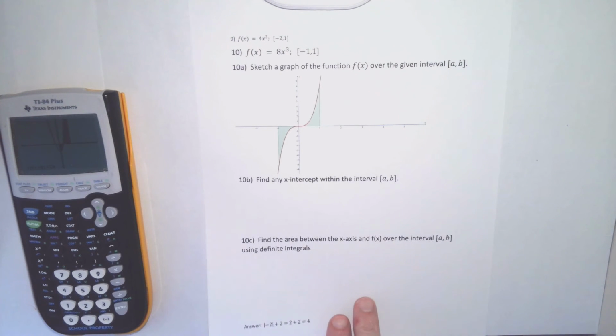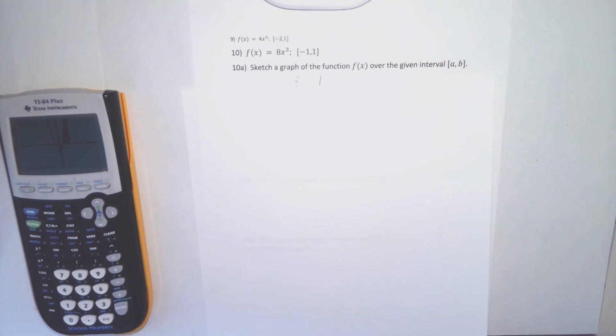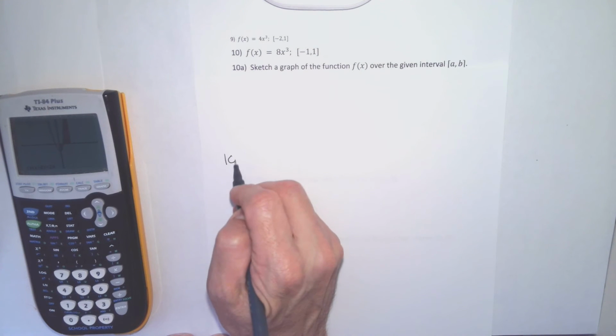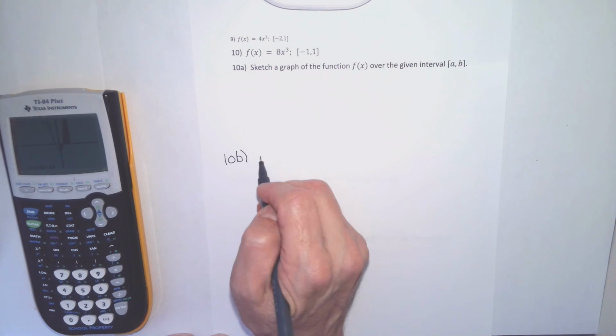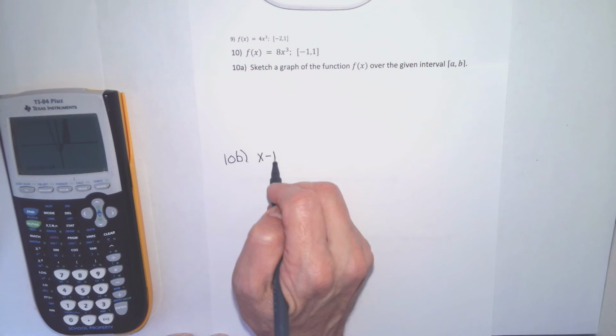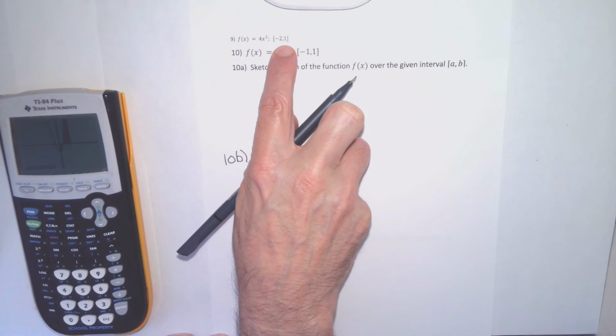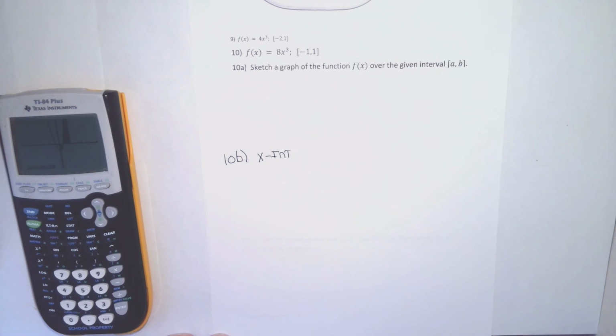9 and 10 are about the same. I hate stealing all your homework, so maybe I'll do 10, and you can do number 9. For number 10, first thing I'm going to do is find the x-intercept, and it has to be between negative 1 and 1. Your x-intercept for number 9 would have to be between negative 2 and 1.